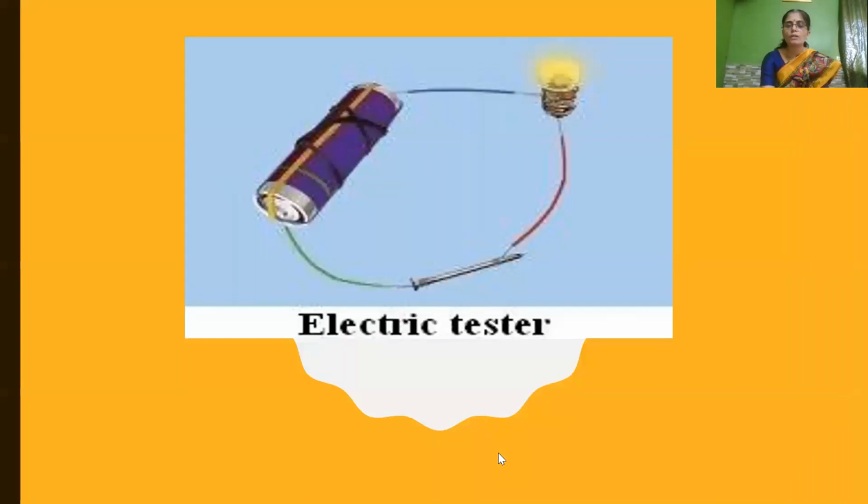And here, what physical property can you identify? This nail is being attached and the electric bulb glows. So it is nothing but conductivity, isn't it? Conductivity, good conductor of electricity, conduction of electricity. So that option you have to select.